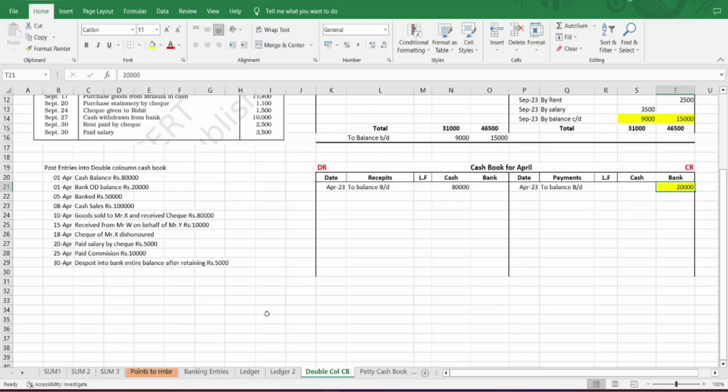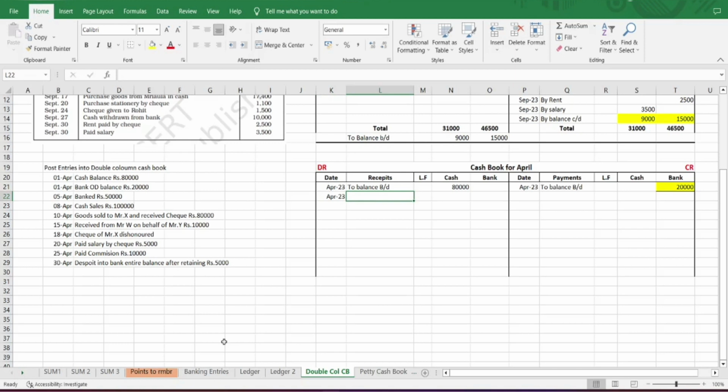Next, April 5th, banked rupees 50,000. Banked rupees 50,000 is nothing but cash deposited into bank 50,000. It's just a short entry for cash deposited in bank. Here again, cash and bank, both accounts are coming into consideration. And what do we call such entries? Contra entry. Yes, let us record it.